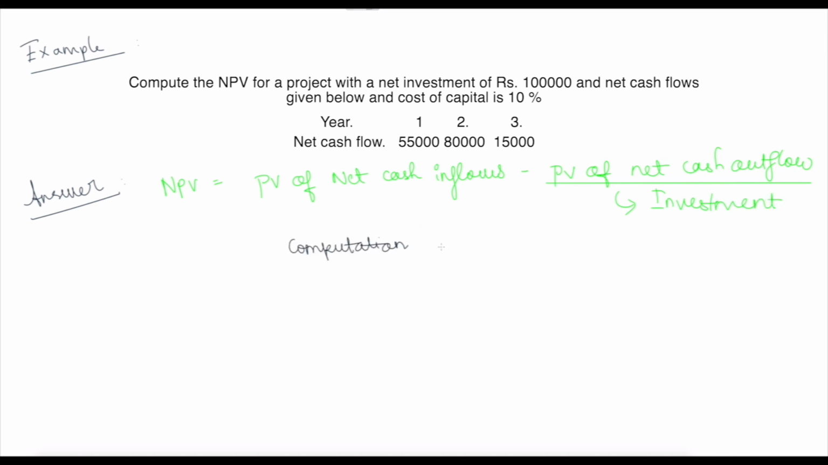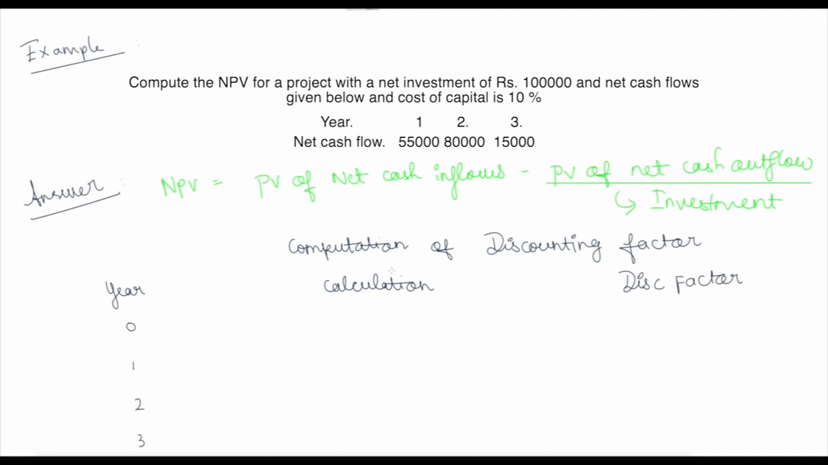Computation of discounting factor. Okay, let us start with the format, guys. It is about your calculation, and finally you will arrive at your discount factor. Years 0, 1, 2, 3. In the year 0, what happens? You're just investing. So 1 divided by (1 plus 0.10) power 0. Always keep in mind that anything to the power 0 is 1. For your understanding, I just did this step.